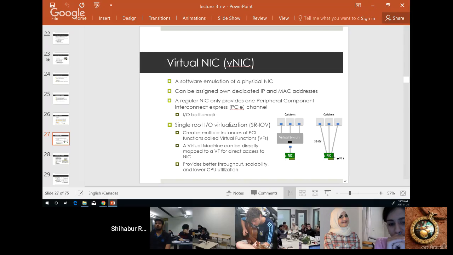Basically creating virtual NICs, virtual network interface cards, to allow some level of isolation between the different containers in this example, so they do not interfere with each other. That's why the virtualization of physical NICs into virtual NICs is useful. Okay?